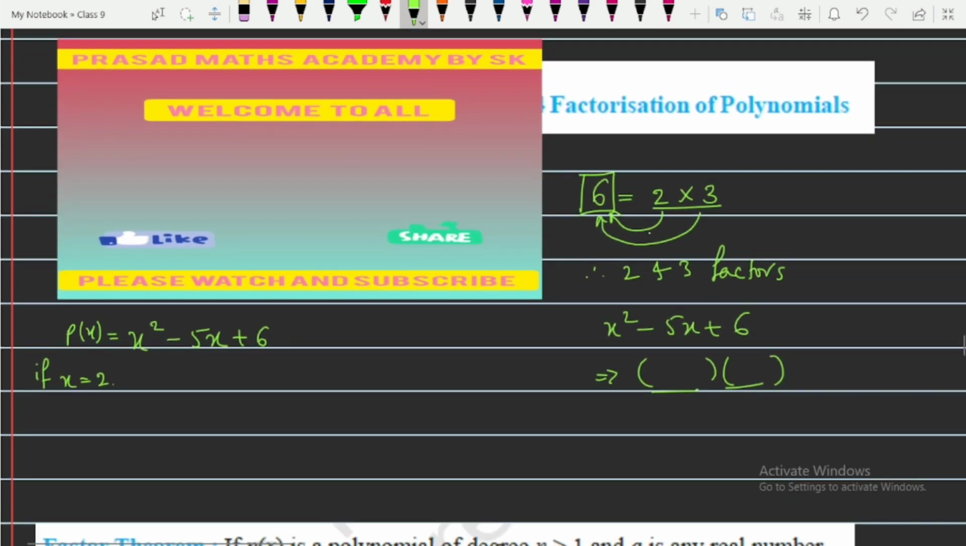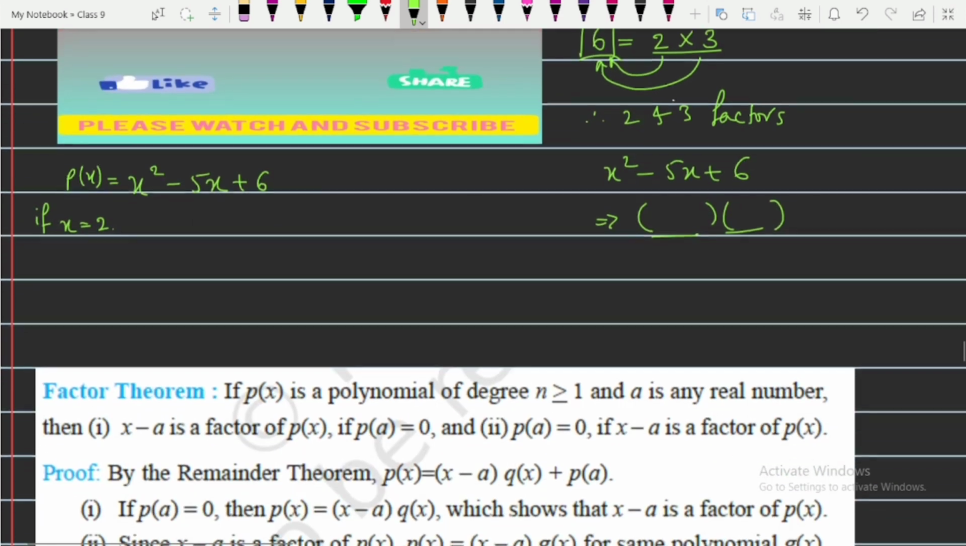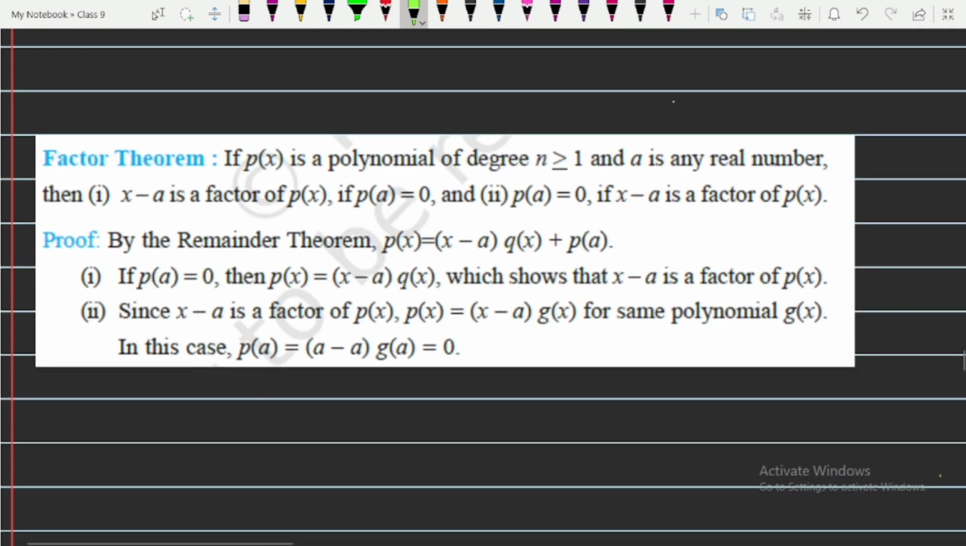In class 9th, we have to learn about the factor theorem. So what is the factor theorem? If p of x is a polynomial of degree n, greater than or equal to 1, and a is any real number, then x minus a is a factor of p of x if p of a is equal to 0.